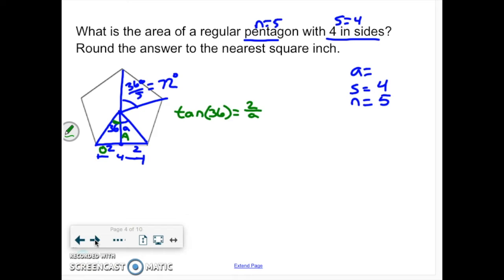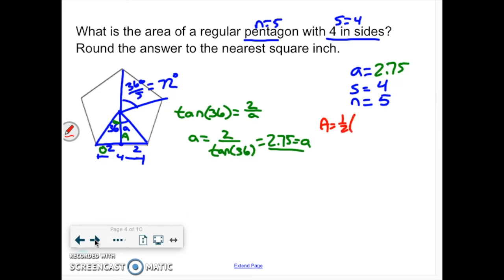So this is going to be rewritten as A equals 2 over tangent of 36, meaning we can go straight to the calculator with that part, and we get about 2.75 for the apothem. All right, so that's going to be what I'm going to use for A this time, and then I'm ready to go and find the final answer. So let me do that right below here.